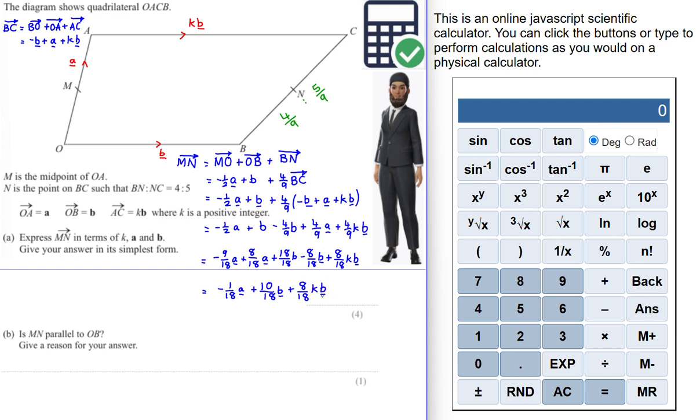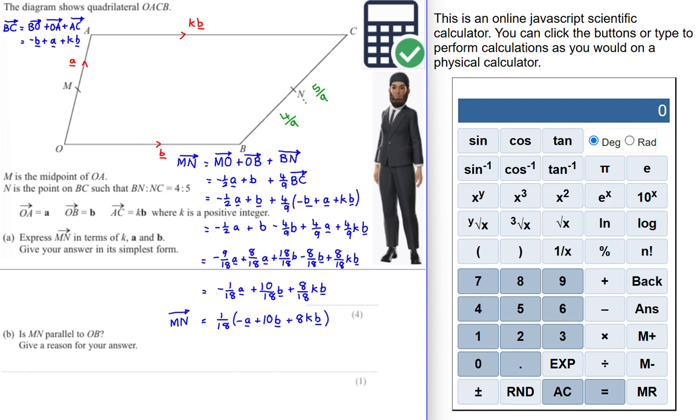Now let's factorize by taking out 1 over 18 as a common factor. You end up with minus a inside here, plus 10b, and also plus 8kb. And that should be your answer. This is for MN, in terms of a, b, and also k. All right, that should be our answer.